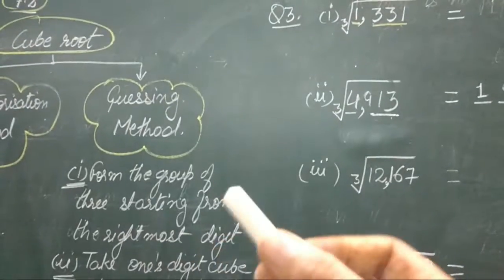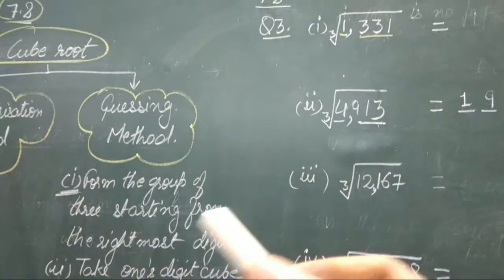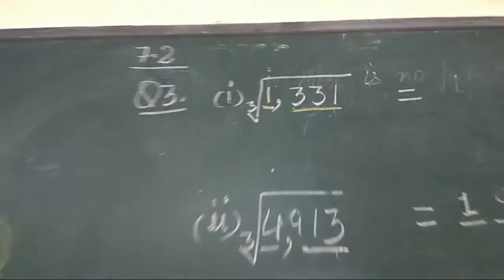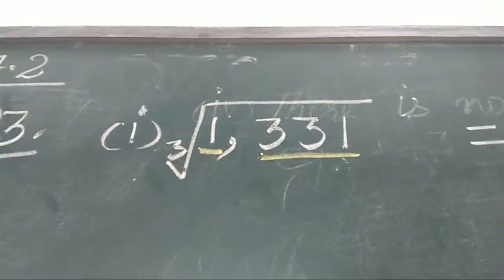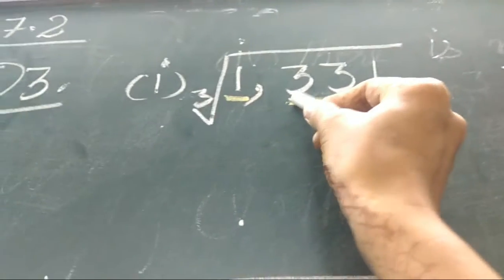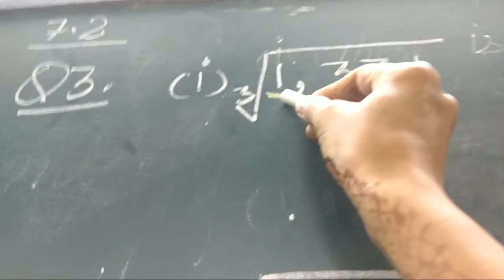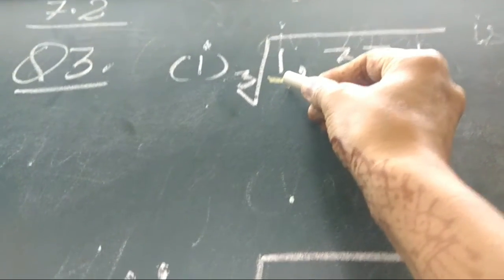First step is to form groups of three digits starting from the rightmost digit. So from the rightmost digit, which is 1, start making the group of three digits. This is the first group, 331, and this is the second group. It carries only one digit. That's fine.